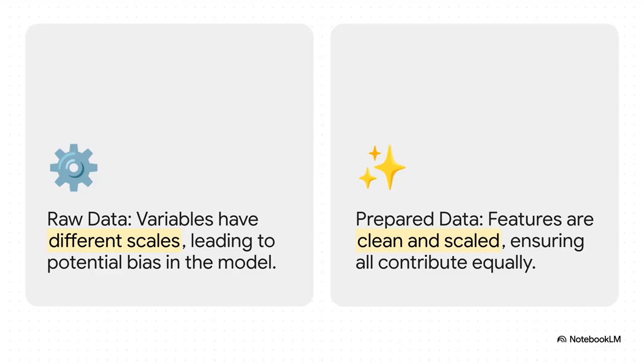And wow, this slide really shows you what I mean. On the left, you've got raw data where variables are on wildly different scales. Just imagine trying to compare a value of, say, 100 for magnesium to a value of 1 for color. The model might accidentally think magnesium is 100 times more important. But after preparation, on the right, everything is clean and scaled. Every feature gets a fair shot at contributing to the final decision.